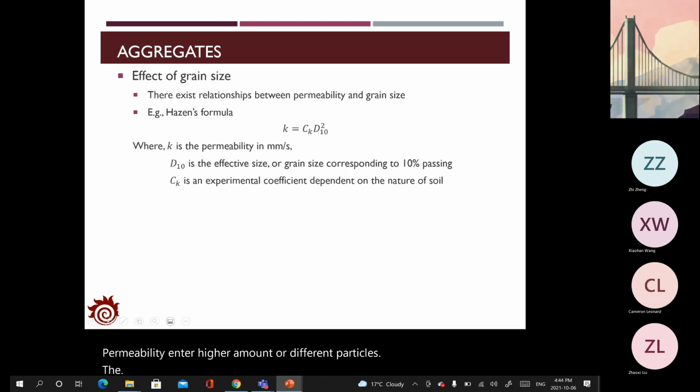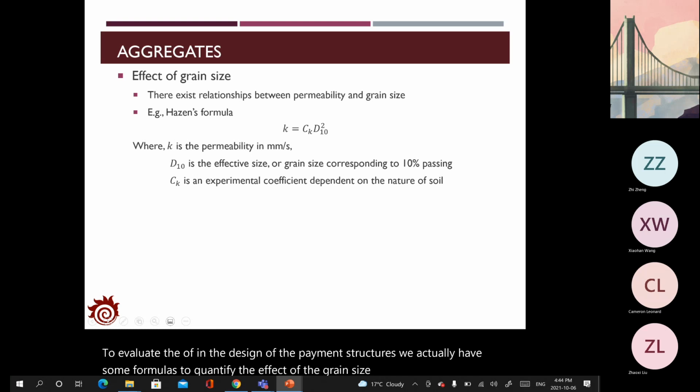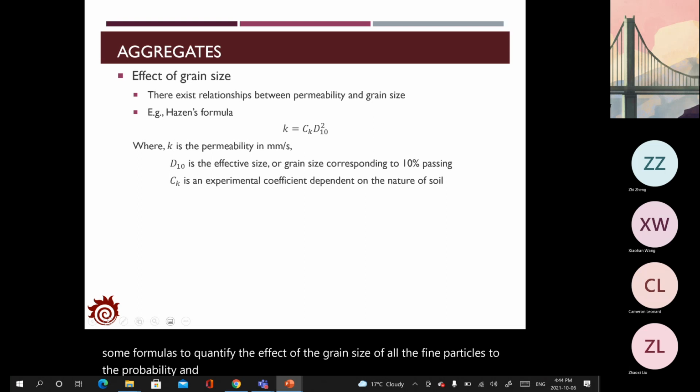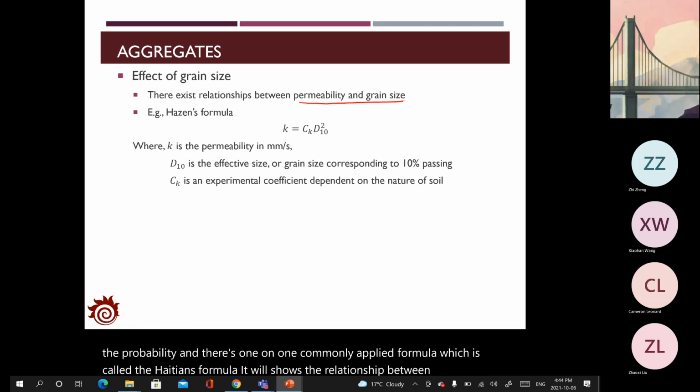In the design of the pavement structures, we actually have some formulas to quantify the effect of the grain size or the fine particles on the permeability. And there is one commonly applied formula, which is called Hazen's formula. It shows the relationship between the permeability and grain size.